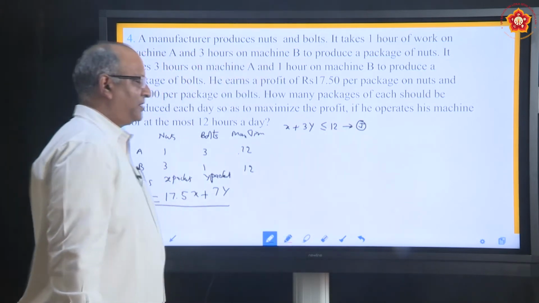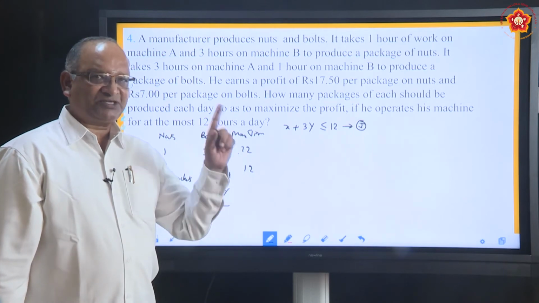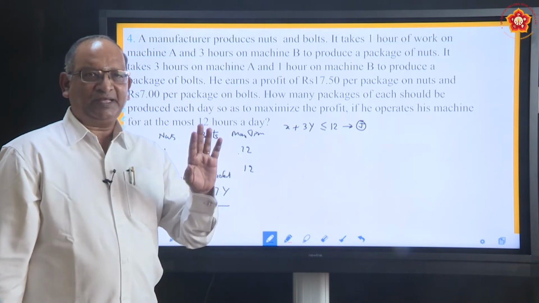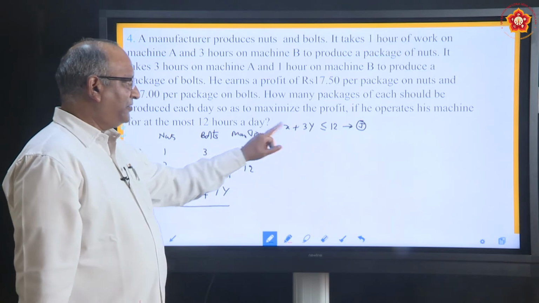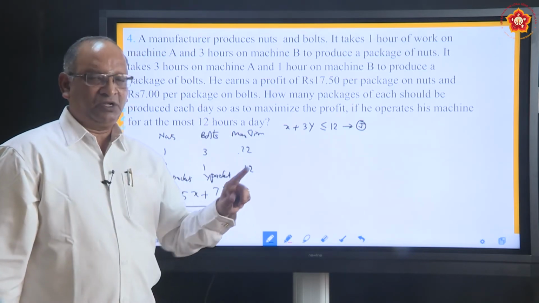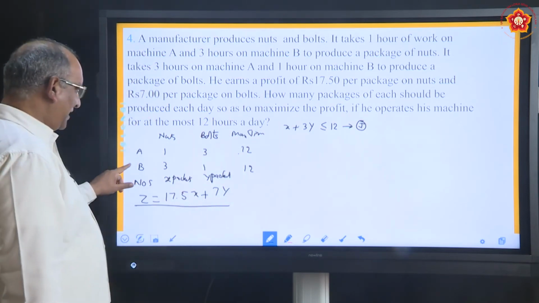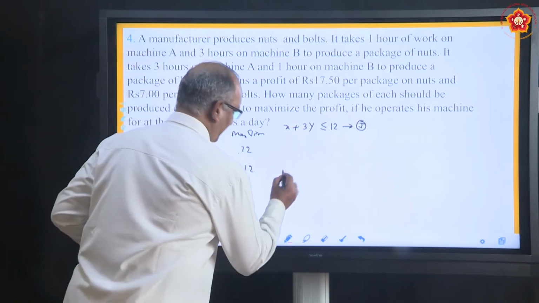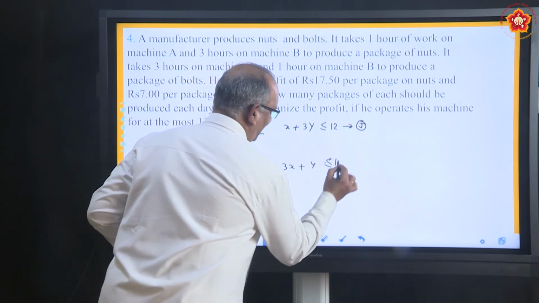What does it mean? In order to produce 1 packet of nuts, he has to work on machine A for 1 hour. So X into 1. Suppose X is 2, then it is 2 hours. Okay. So X into 1. In order to produce 1 packet of bolts, he has to work on machine A for 3 hours. So 3 into Y. But the total time cannot be more than 12. Similarly, the other one. What is it? 3X plus Y is less than or equal to 12.